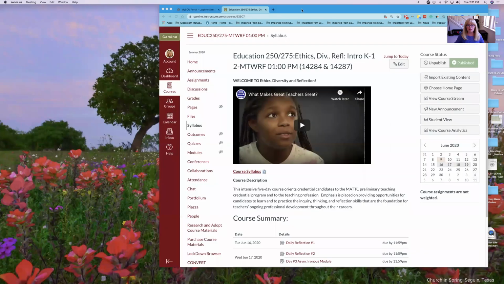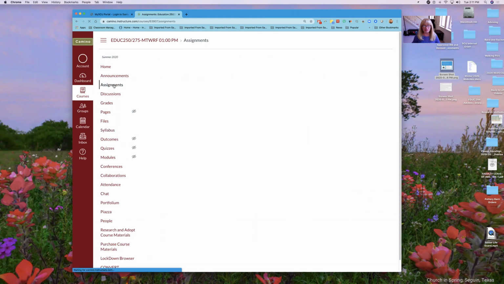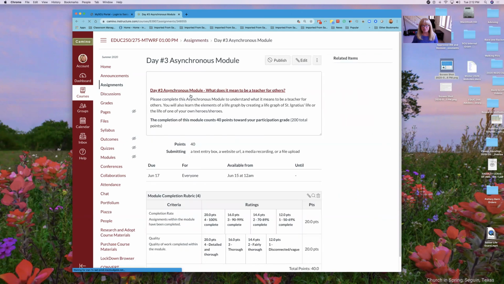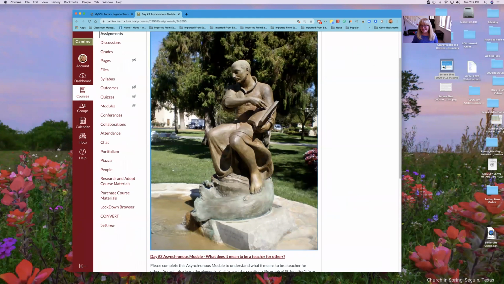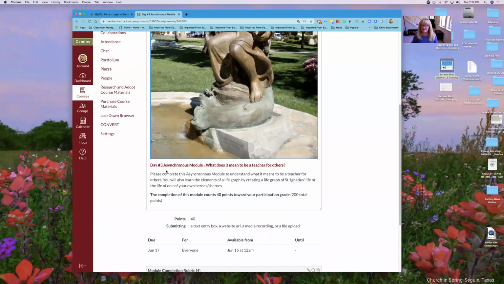We're going to look at the Camino course. So here's the Camino course. You can see it here. And if you go to assignments, here is the day 3 asynchronous module that I'm referring to. So you would just open up this module. There's St. Ignatius, the statue on our campus. And the title of the module is, What Does It Mean to Be a Teacher for Others?